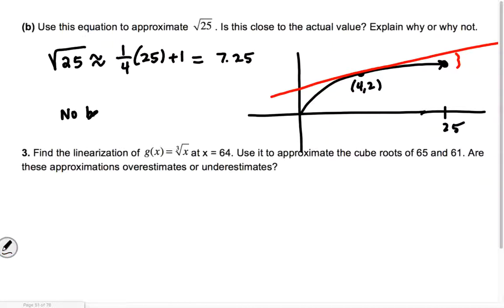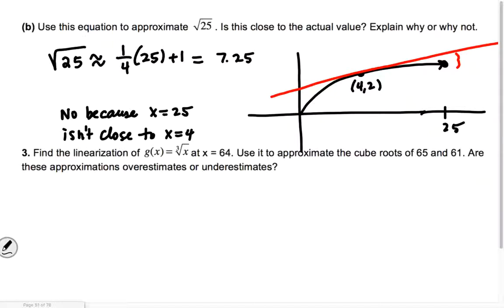But how could you do that one by hand if you don't have it already? Well, I hope you know the square root of 25 anyway. But if I asked for the square root of 26, what point would you use? 25, 5, right? So no, because x equals 25 isn't close to the x value of 4.